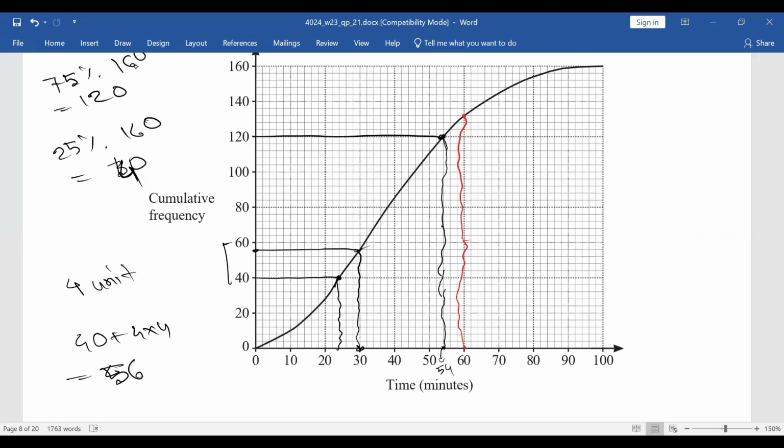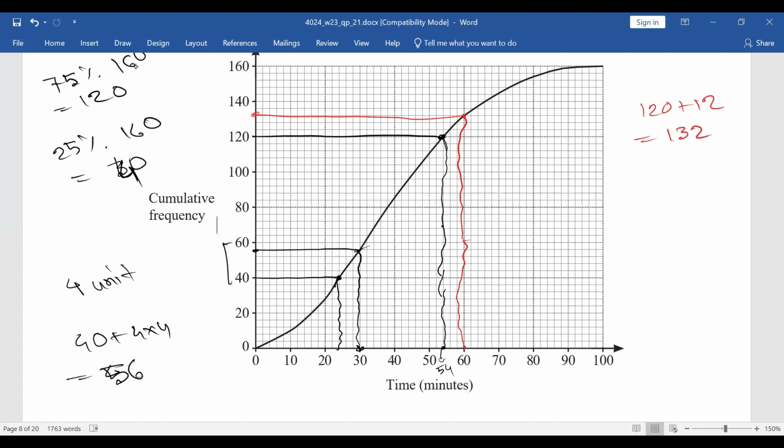Okay, so the vertical line from 60 minutes will intersect the curve at this point, and the horizontal line will intersect the y-axis, or the cumulative frequency axis, at this point. On the cumulative frequency axis, one smaller square represents 4 units. So there are 3 squares. That means 3 times 4 is 12. 120 plus 12 is 132.